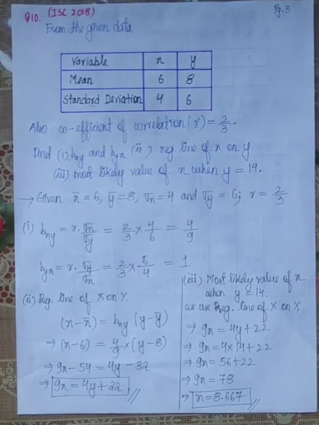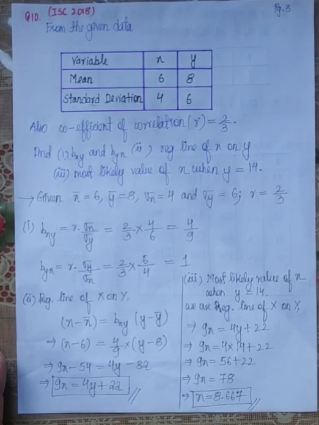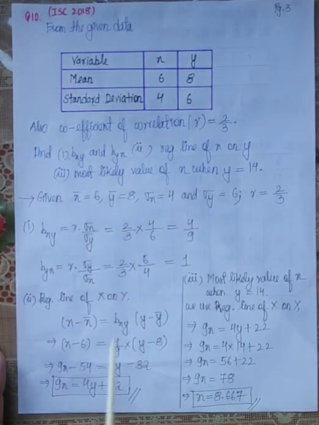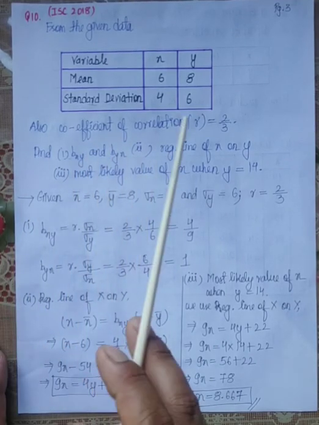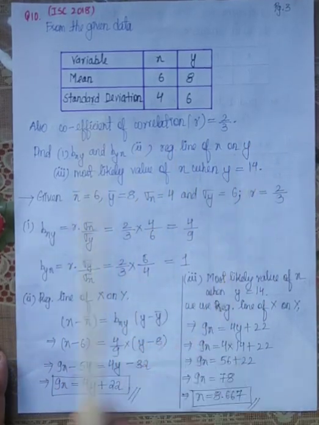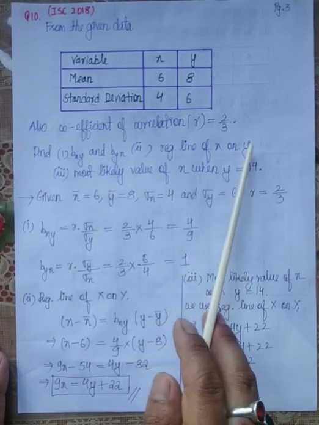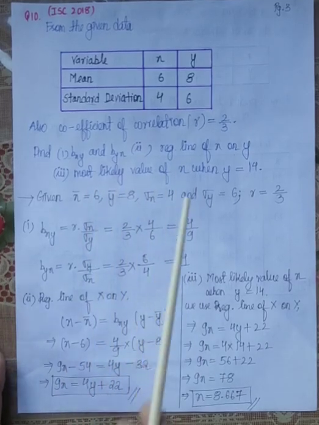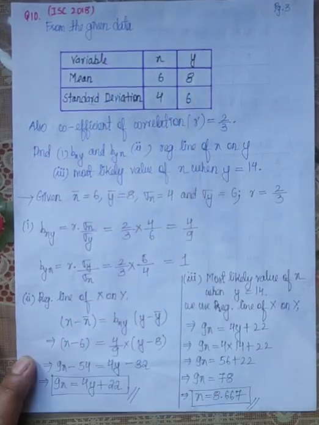The next question is question number 10, from 2018, a very recent question. A table is given to us. From the given data, we need to find bxy and byx, the regression coefficients, the regression lines of x and y, and then the value for x when y is 14. Once I get the regression line of x on y, I can find the value for x also. Let us see what is given to us: variables x and y, because there are two variables.